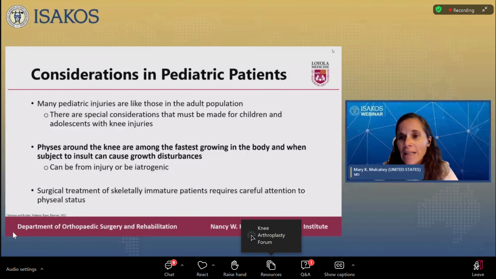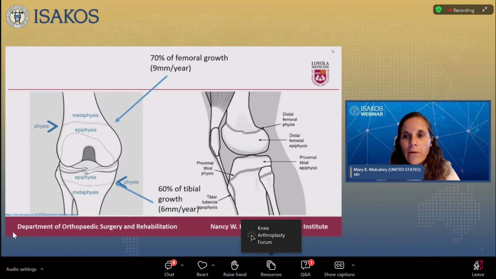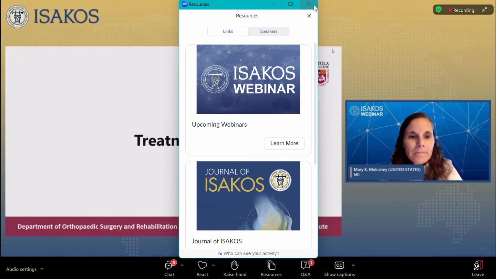There are some injuries in kids that are similar to adults, but not injuries in the knee, because we have to keep in mind the physes. The physes around the knee are among the fastest growing in the body. And when they are insulted or injured, that can lead to growth disturbances. So we have to take into account very careful consideration of the physes. We heard a great talk about determining skeletal age. Just as a reminder, about the rate of growth at the distal femur and proximal tibia, the growth is significant, and we have to keep that in mind.